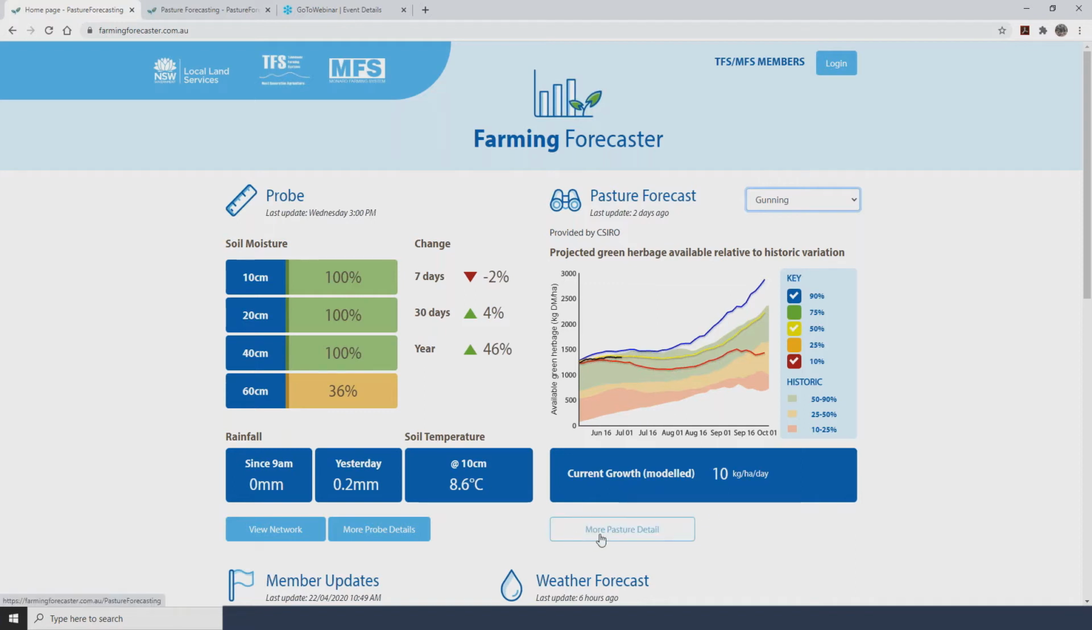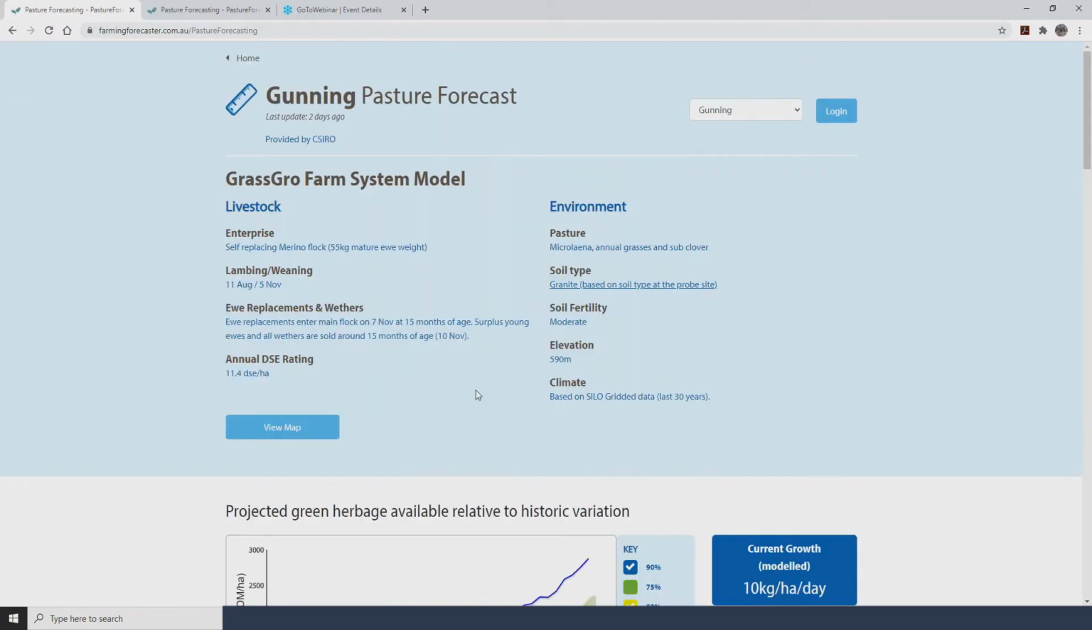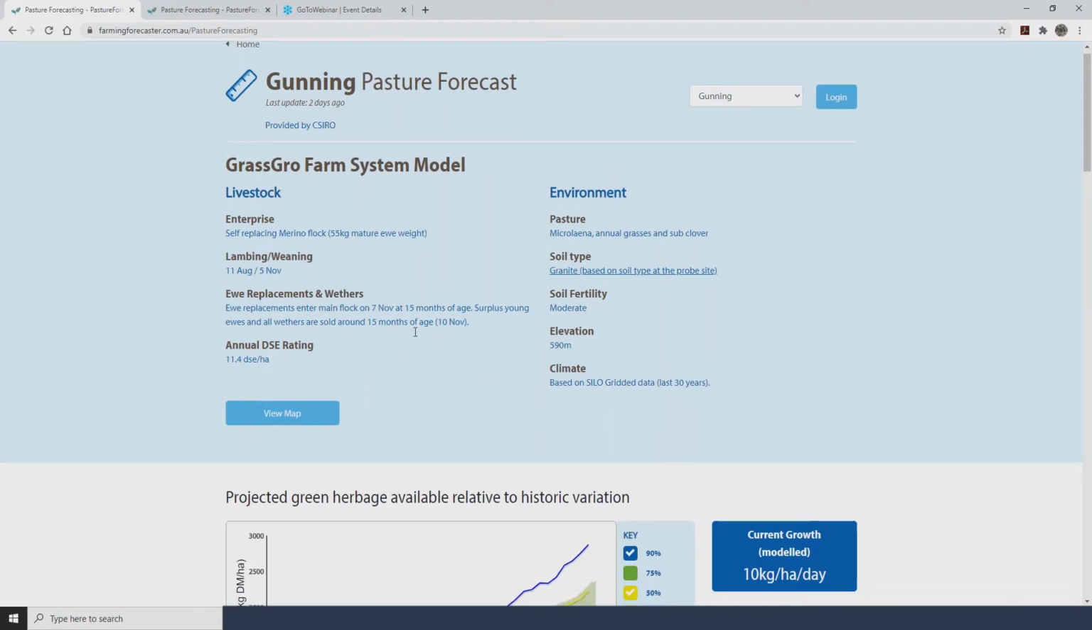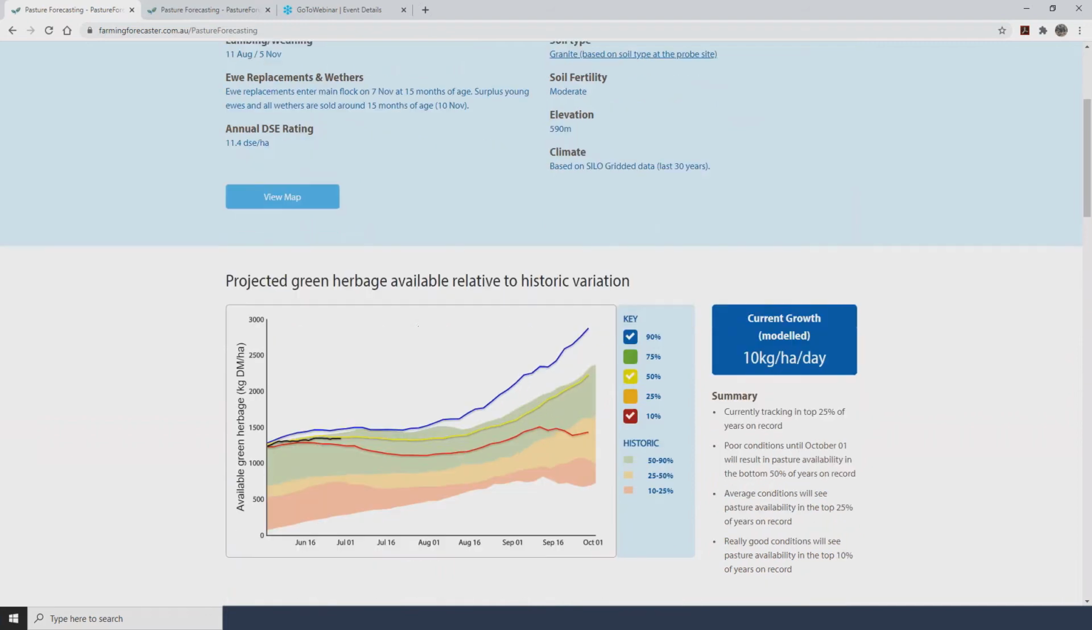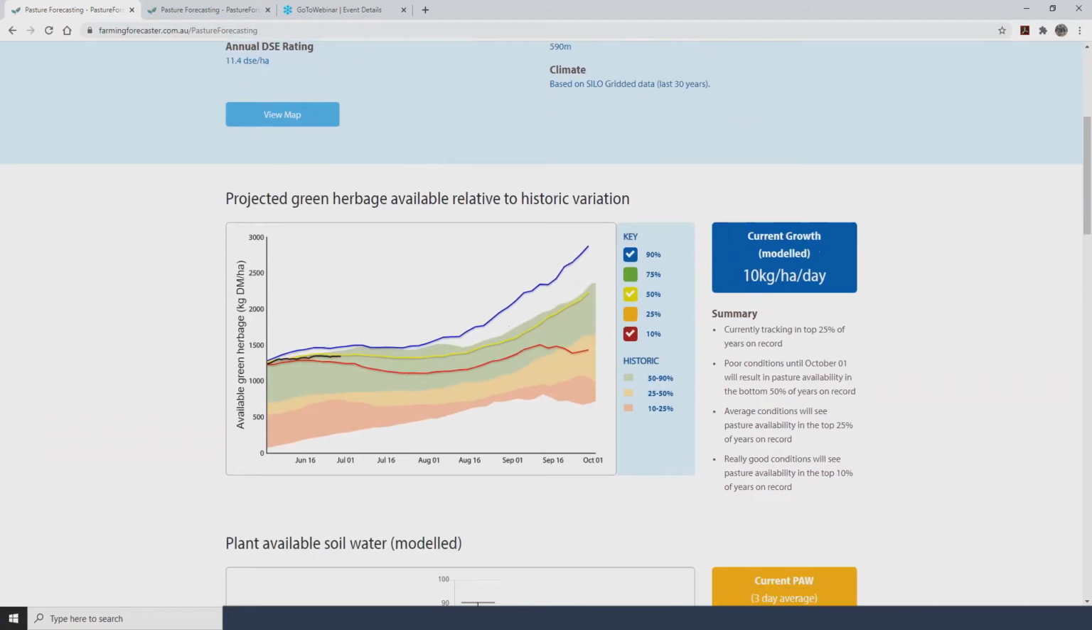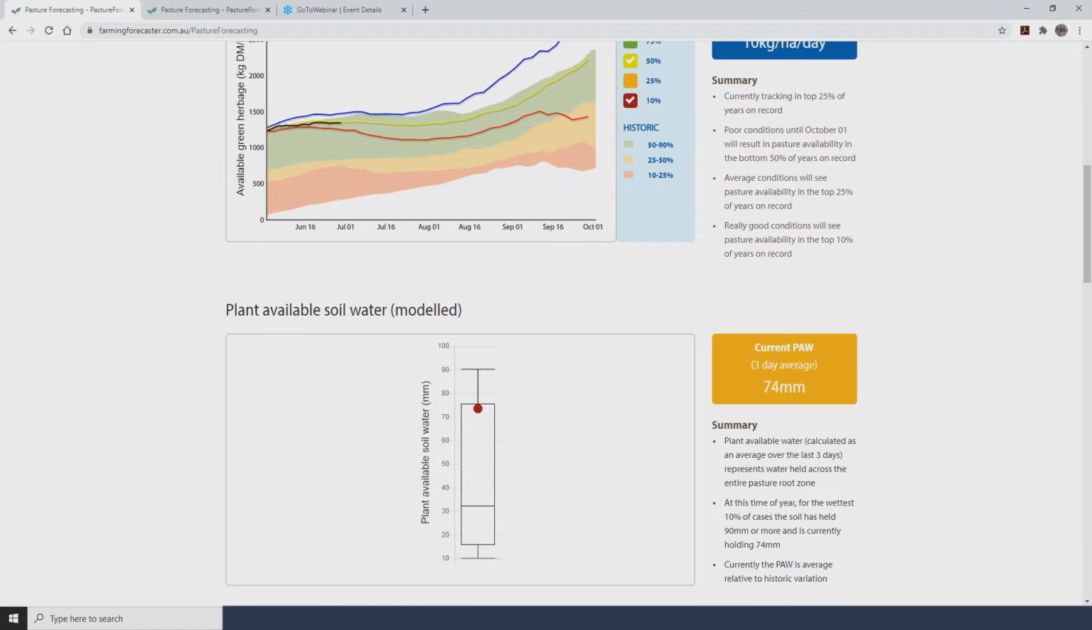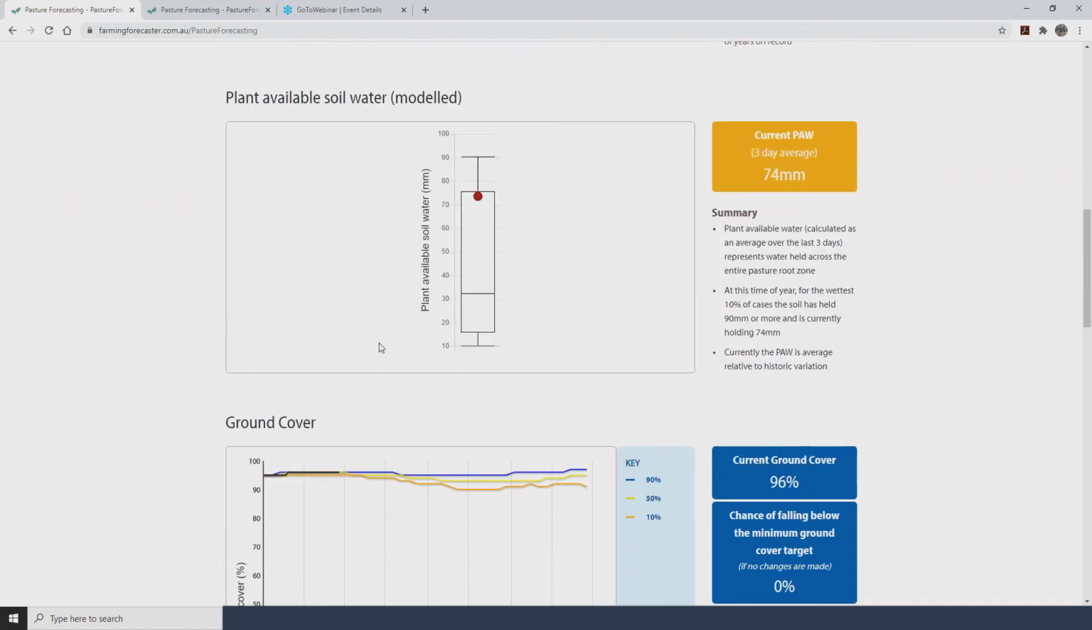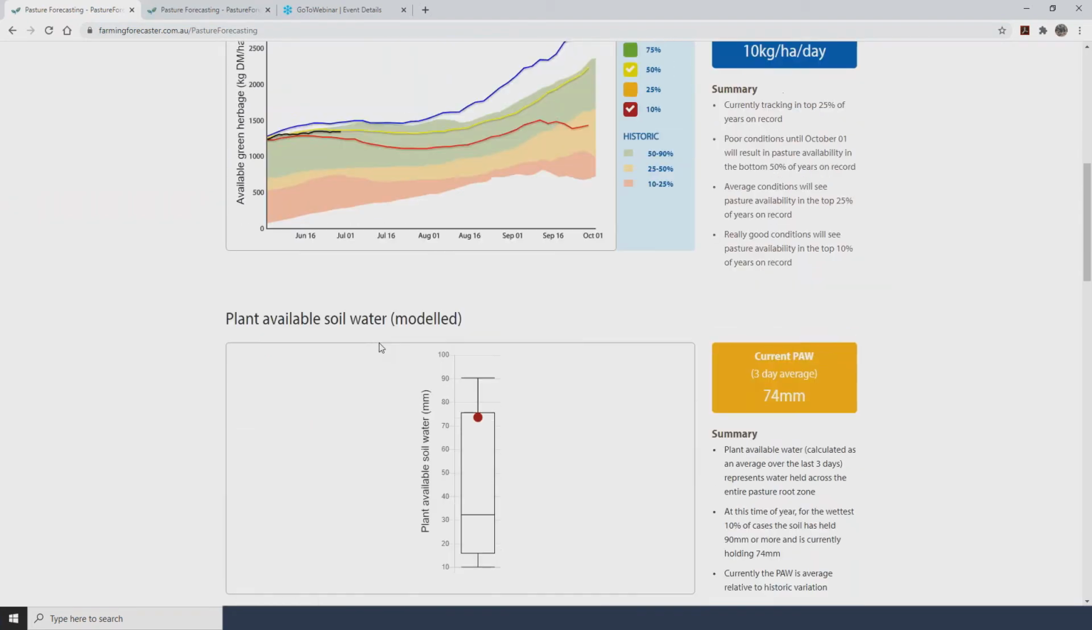Below that, there's this More Pasture Detail button, and we can click on that, which will bring up a bigger version of this pasture graph, as well as some additional graphs and information that come out of the GrassGro model. So we'll just click on this More Pasture Detail button now. We're now on what we call the pasture forecast page, and as you can see, if I slowly scroll down the page, we've got our pasture forecast graph, as well as a whole range of other graphs which are also displayed on this page.